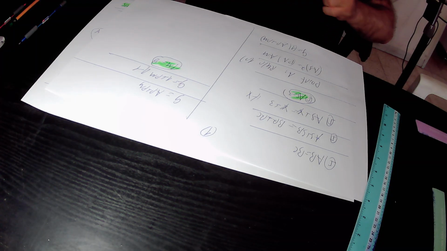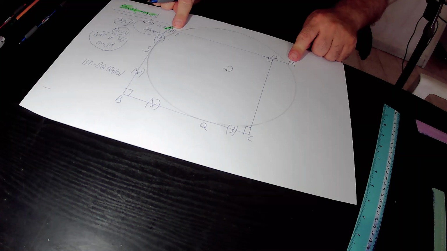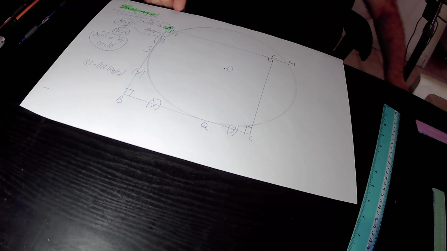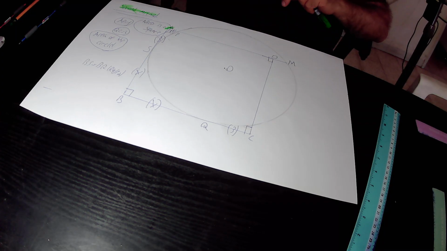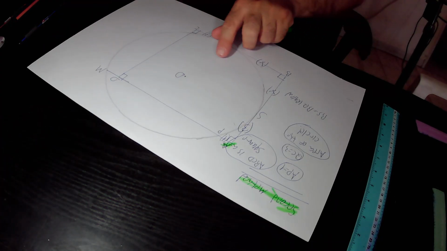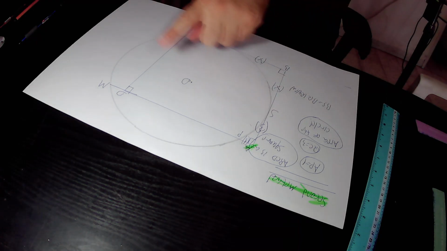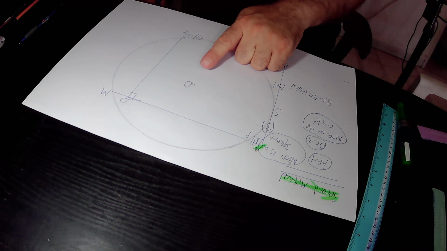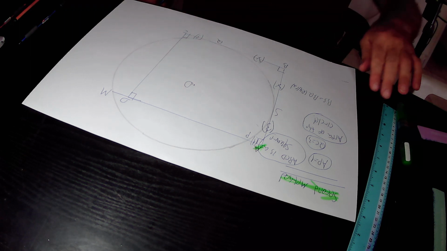That is to say, chord PM of this circle is equal to 8 units in length. In the next step, we will do a construction. From this point O, the center of the circle, we will draw a perpendicular on chord PM.